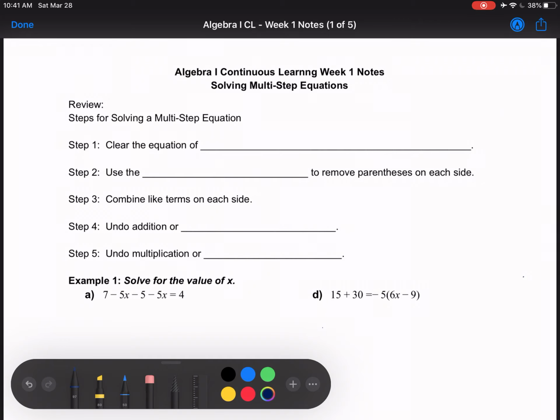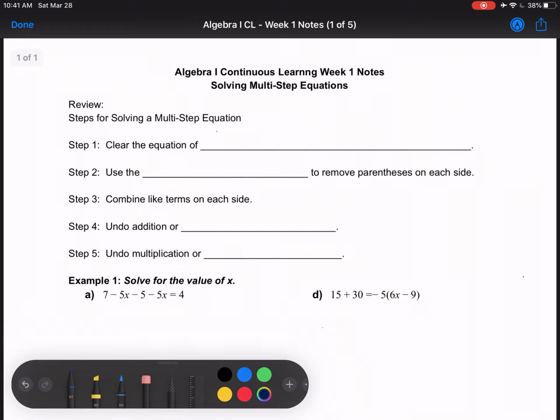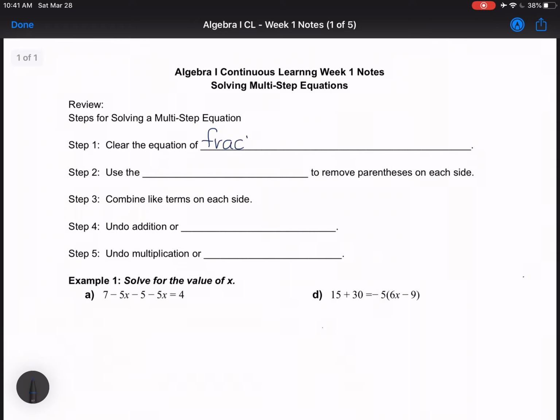So today we're going to be talking about solving multi-step equations. First, let's review the steps for this procedure. First, we're going to clear the equation of fractions by multiplying by the least common denominator, or the LCD.